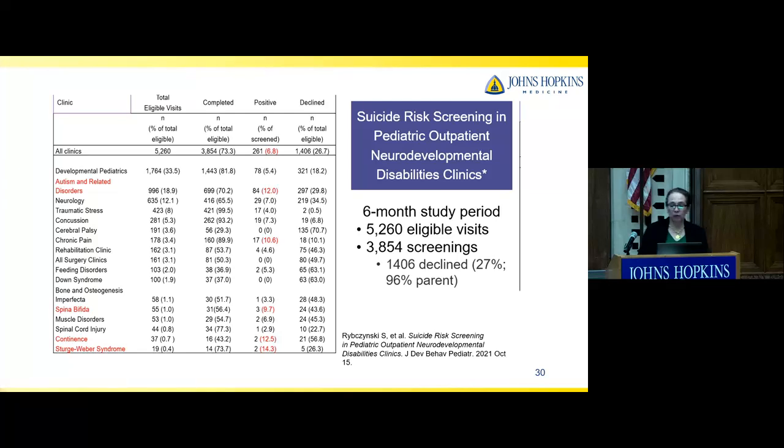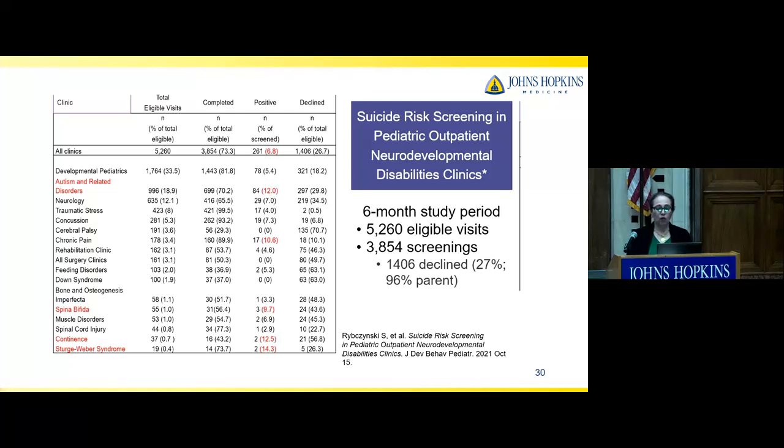Now, very interesting stuff came up when we started screening. The first round of implementation was in what are called the medical clinics. The first round excluded psychiatry because we were already screening for SI in every visit. That changed later on. But in this first 6-month study period, we had 5,260 eligible visits, 3,854 screenings. A lot of them declined, 90% because of parent decline.